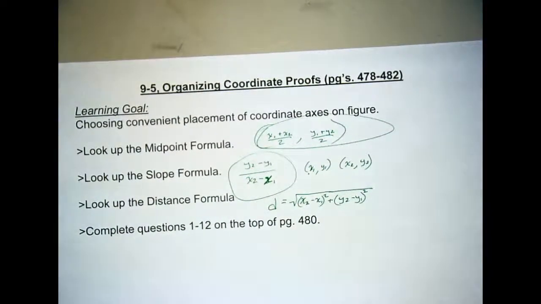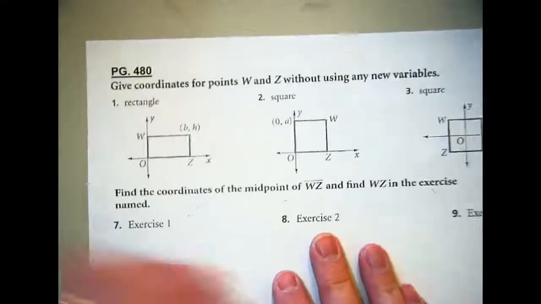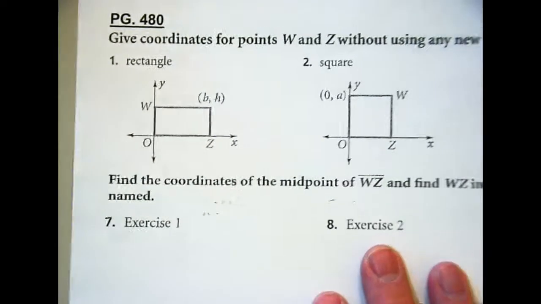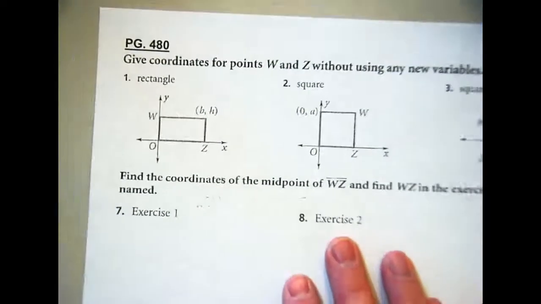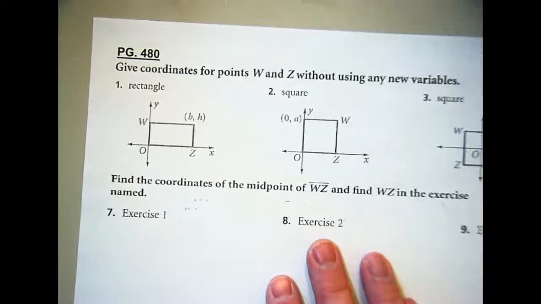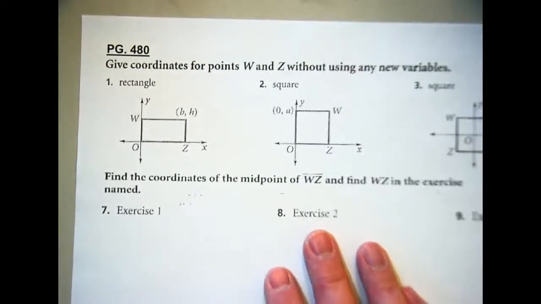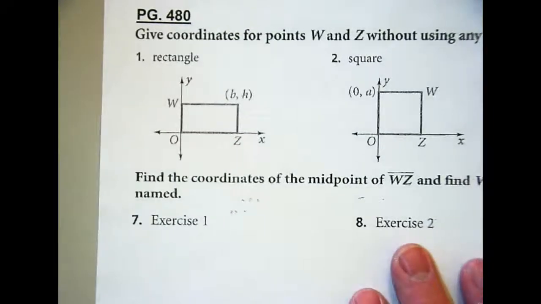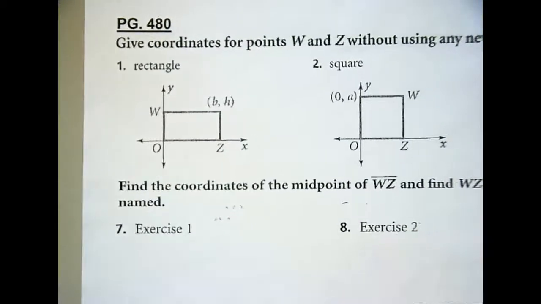Here's what I want to do then. Our goal today is going to be to find these points. On page 480 it says give coordinates W and Z without using any new variables. So we're trying to find W and Z without using any new variables. Let's start with number 1 and 2. Work together with your groups.